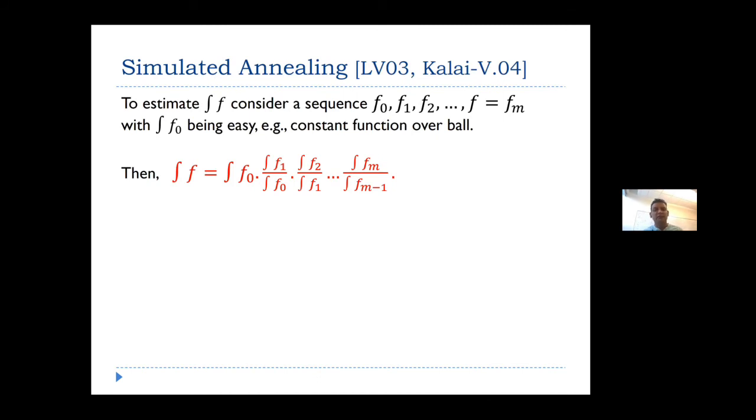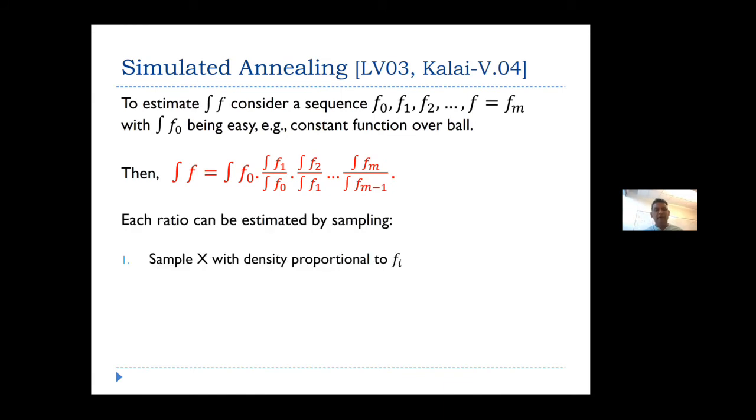Rather than a sequence of bodies, let's think about a sequence of functions where our goal is to integrate the last function in the sequence. And the first function in the sequence is something simple, like the constant function over a unit ball or a Gaussian, something like this. And again, we use the same telescoping sequence as the algorithm and estimate each ratio.